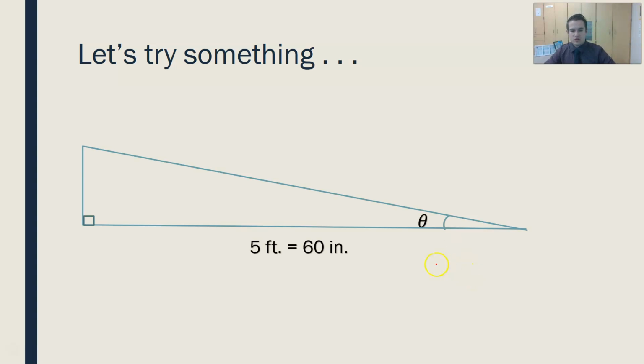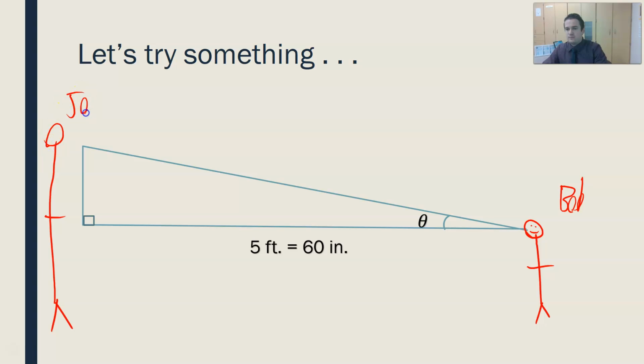So I want you to pretend something. I'm going to pretend that we have the shortest person in our class and the tallest person in our class standing across from each other. So say I have Shorty over here. Call him Bob. He's fine with being short. And say we have this really tall fella. Call him Joe. He really likes being tall as well. And say they're standing 5 feet apart. Let's say Bob is like 5 feet 2 inches tall. And let's say Joe is 6 foot 2 inches tall.